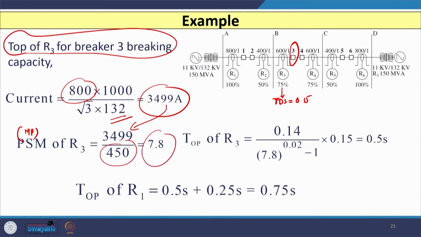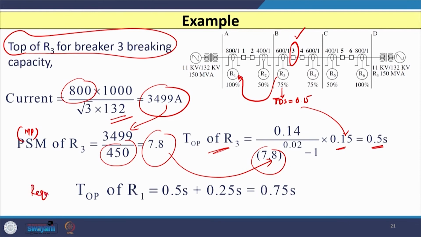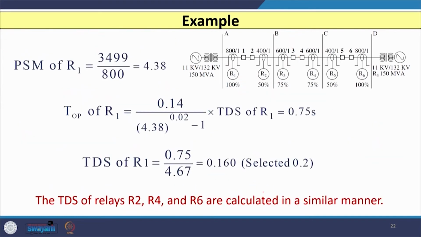So, you will have 7.8, and then you can calculate the time of operation of R3 for this fault current by putting TDS equal to 0.15 and multiple of pickup current 7.8, and you will have 0.5 second. Now, we are coordinating relay R3 with relay R1. So, the required time of operation of relay R1 is this time plus some fixed coordination time interval, that is 0.25. So, you will have 0.75.